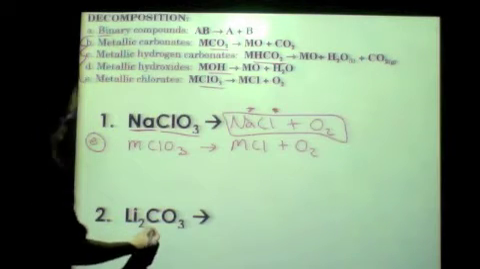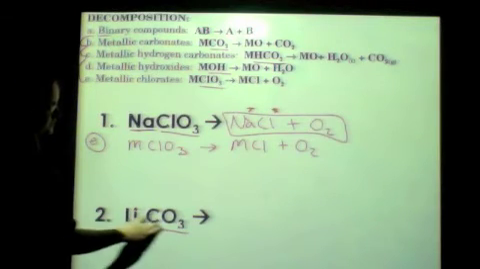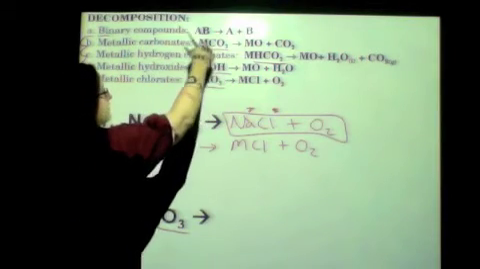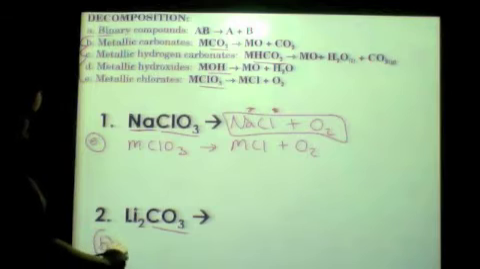So, Li2CO3. Which out of the letters has CO3 in its reactant? And that is going to be B. We have a metal and CO3. So that is B. Write the general reaction.